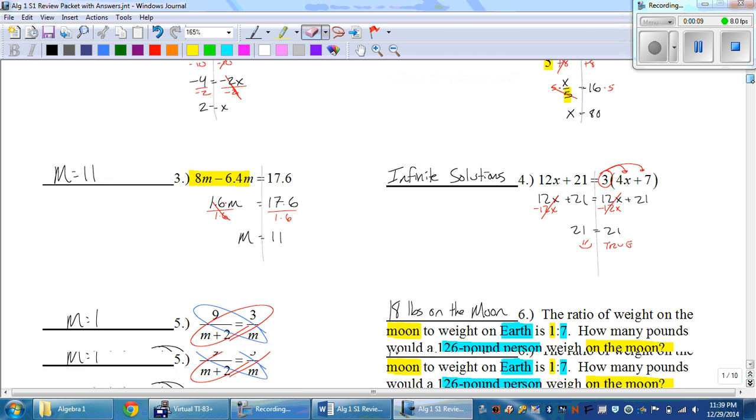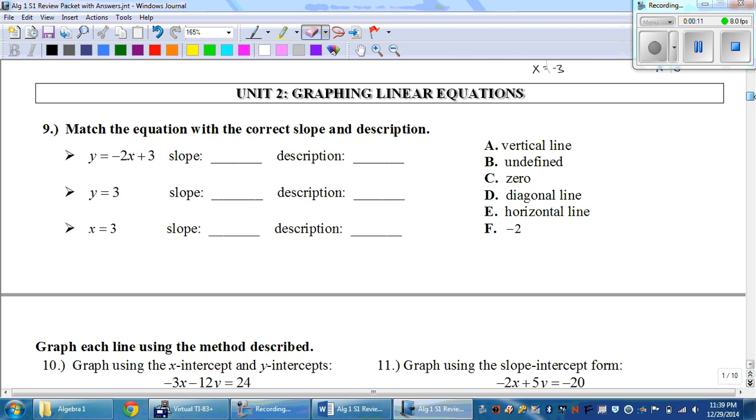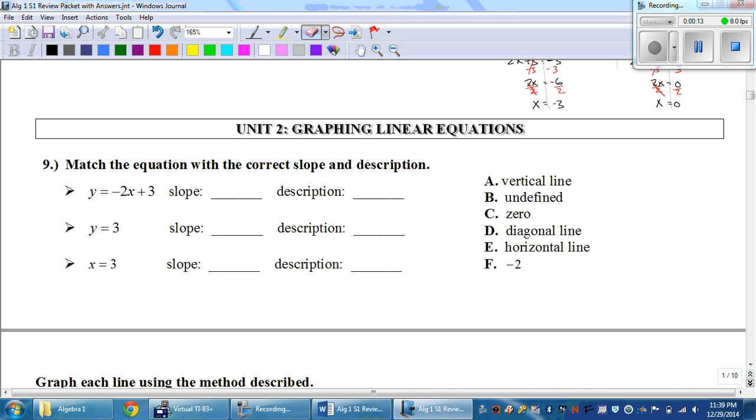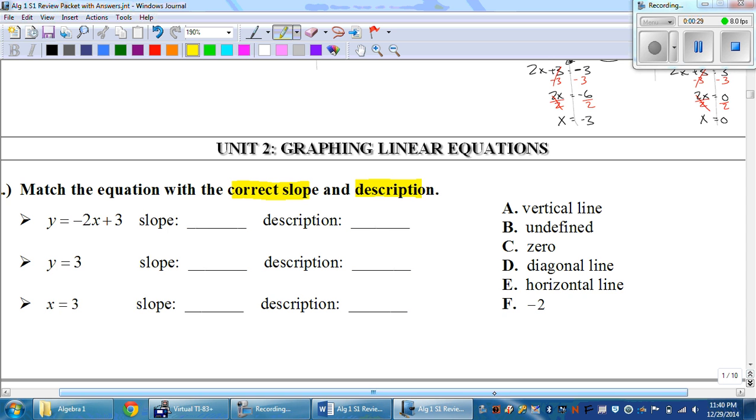Now, we've already done Unit 1, so now we're on Unit 2. This is graphing linear equations. So, the directions for the first part say that we need to match the equation with the correct slope and description. Alright, so let's go ahead and get started.